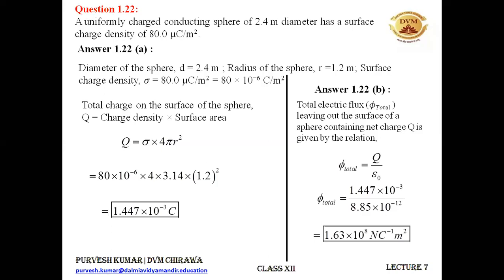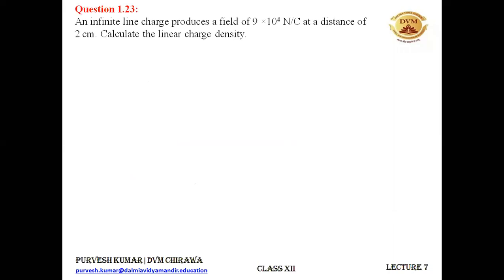Question number 23. Let's move towards question number 23. It says an infinite line charge produces a field of 9 into 10 to the power 4 Newton per coulomb at a distance of 2 centimeters from it. Calculate the linear charge density. So you need to find the value of lambda. This is the first application of the Gauss law that we have done.